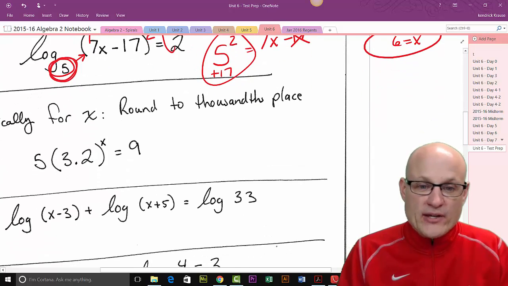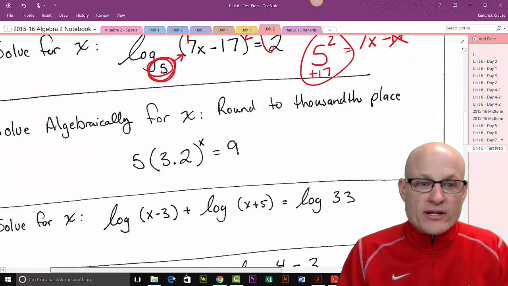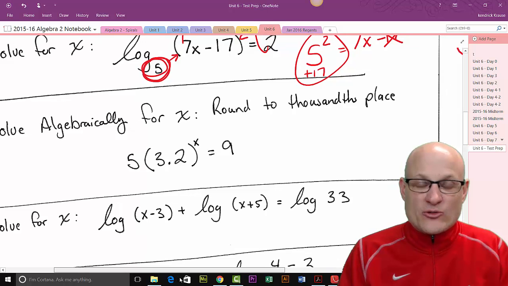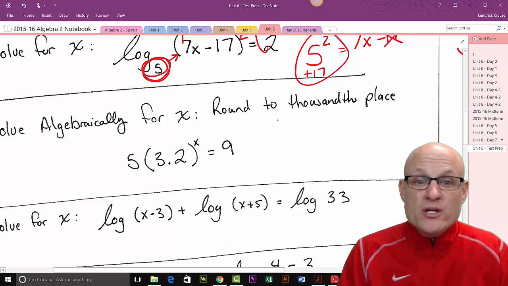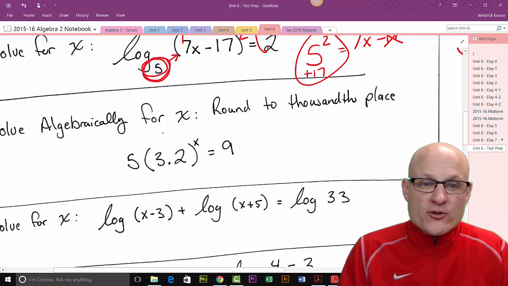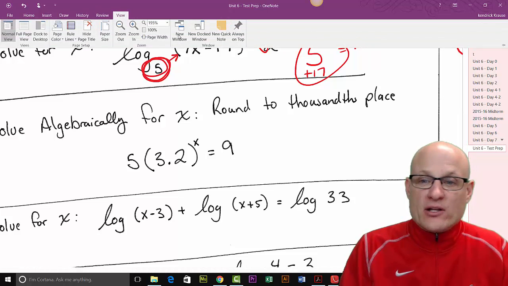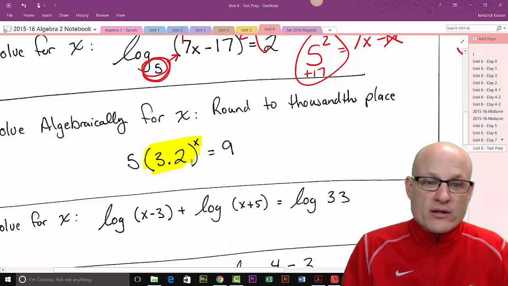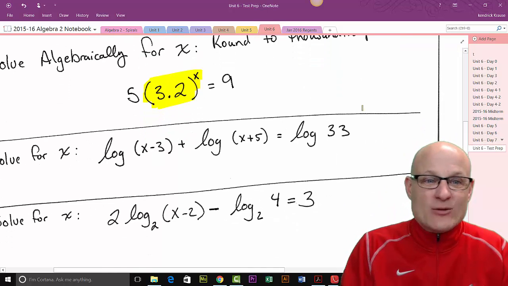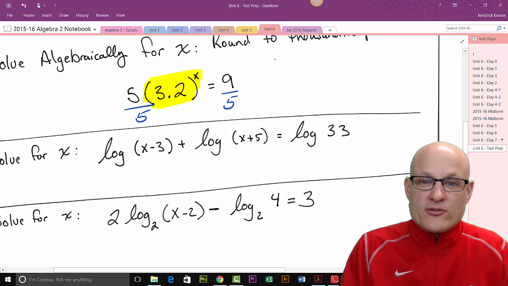All right, this next one says, solve algebraically for x, round to the thousands place. Well, you're not going to have to be able to do the whole thing algebraically, but you do need to show how you got your work. So the first thing I got to do is I got to get the weird thing alone. In this case, the weird thing is all of this. So I got to get that weird thing alone, which means I got to get rid of the 5. So I'm going to divide by 5, and I'm going to divide by 5. So what I have here is 3.2 to the x is equal to 9/5.